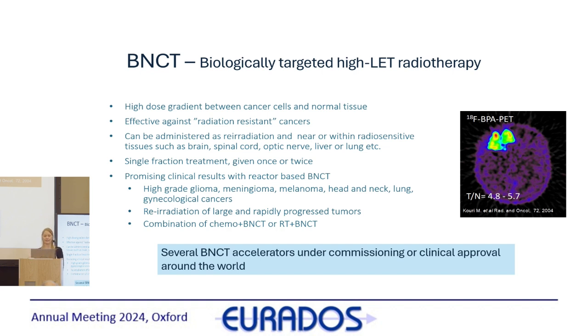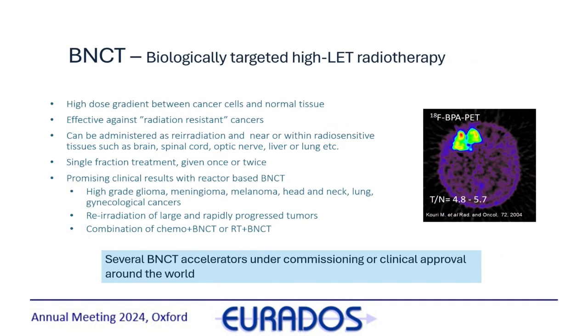As mentioned, BNCT is biologically targeted high LET radiotherapy. There are 2 reasons why it is a desired treatment for certain cancers. The first reason is that this BPA accumulates in the cancer. Here we can see one PET image, a fluorine-18 labeled boron carrier PET image, where we see about 5 times higher accumulation of boron in cancer than in surrounding brain. Also, cancer cells are more sensitive to BNCT than normal cells, so we have more dose gradient because of that.